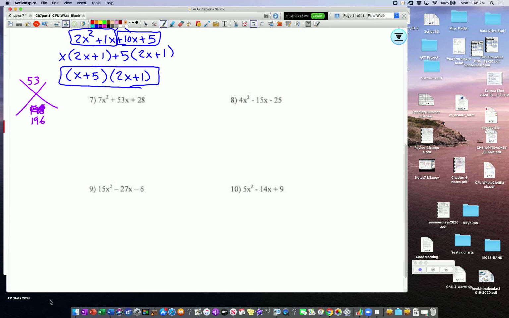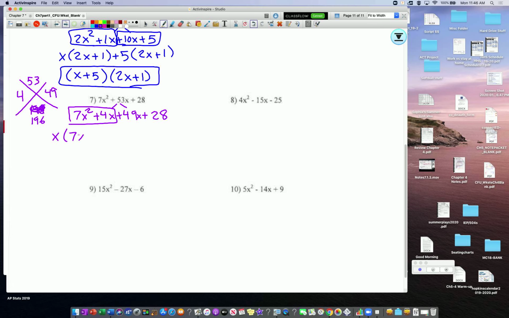The reason why I wrote a 4 is I think a 4 goes in there. And it does go in there 49 times. 4 and 49 add up to 53. So I can write this as 7x squared. Sorry, I brought that down. 4x and 49x. So that's what I'm breaking up the 53 as. Whoops, forgot the x. Plus 28. So factor by grouping. They only share x.